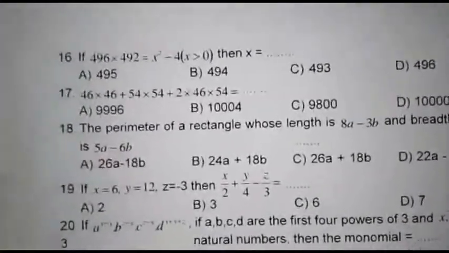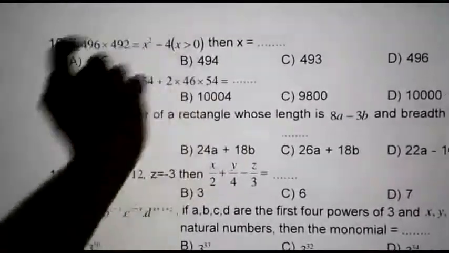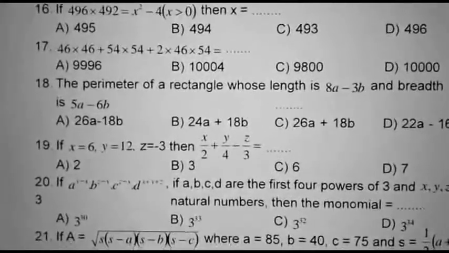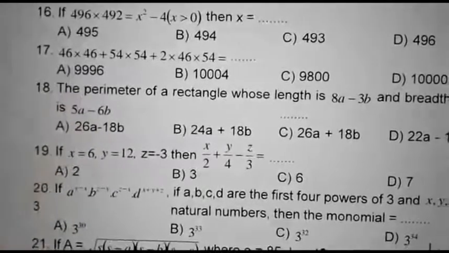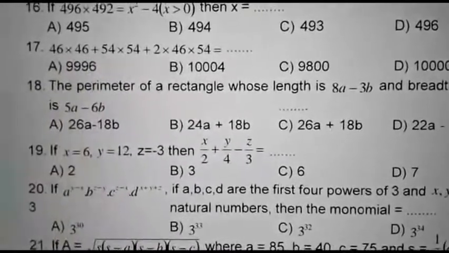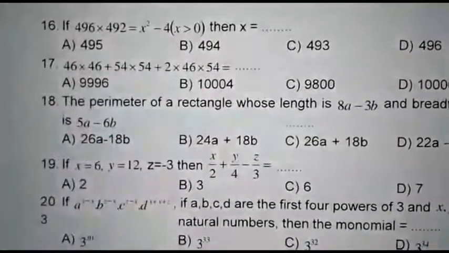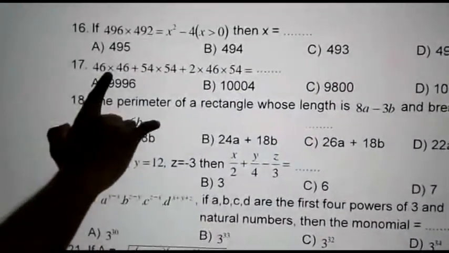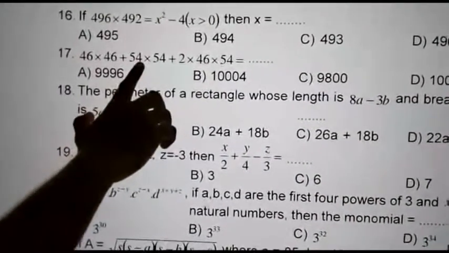Let us see this question. 46 into 46 plus 54 into 54 plus 2 into 46 into 54 is equal to what? Seeing these very big numbers, how to solve this? This is very simple. 46 into 46 means 46 square. 54 into 54 means 54 square. 2 into 46 into 54 is 2 into AB, right? This is resembling a square plus b square plus 2ab. That means 46 plus 54 whole square.